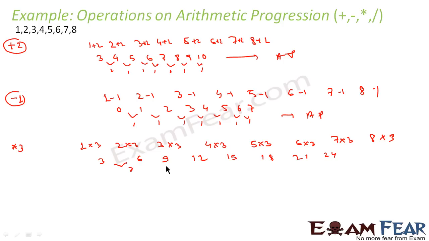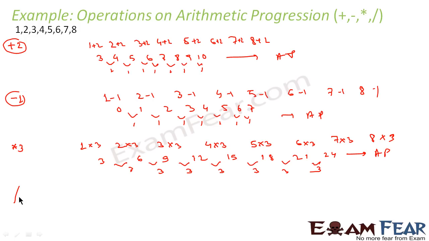The difference between 3 and 6 is 3, 6 and 9 is 3, 9 and 12 is 3, 12 and 15 is again 3, 15 and 18 is 3, 18 and 21 is 3, and 21 and 24 is 3. So you see the difference is constant. That's why we can say that this is also an AP. Thus we have seen that if you multiply all the numbers of an AP by a common number, you still get an AP.